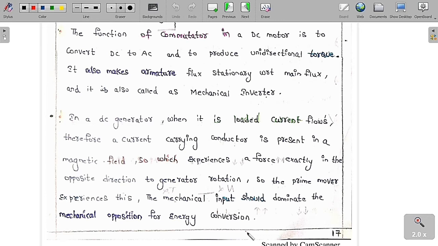This direction you can easily figure out with the help of F cap is equal to I cap cross B cap. I have already told you F cap is equal to I cap cross B cap. With the help of this equation we can easily get F cap, which is nothing but the electrical torque direction. It is always opposite to the mechanical torque direction.